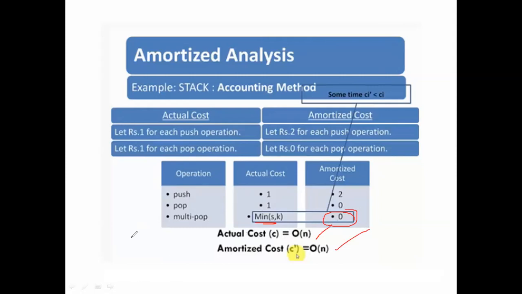If anybody has any doubt, please write a message. Are you clear on amortized analysis, the aggregate method and the accounting method? In the aggregate method, we are using the probability function. Here we provide a cost for each operation.